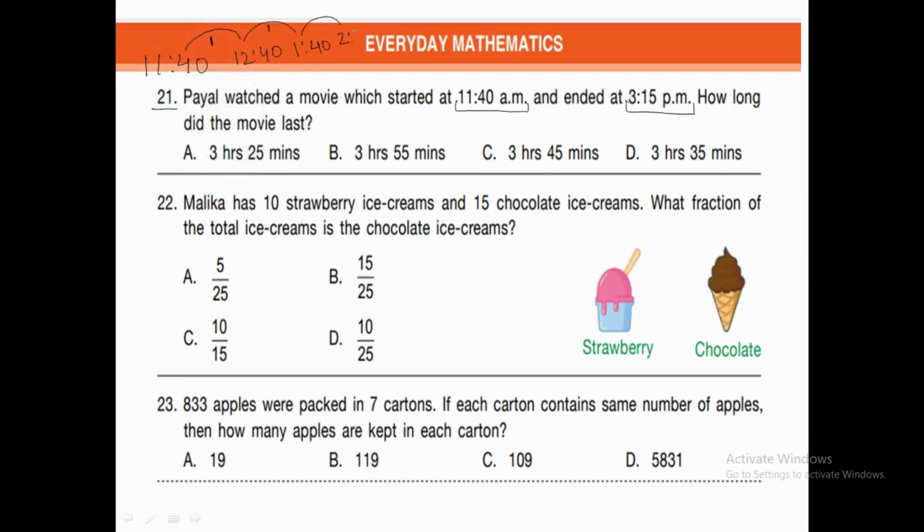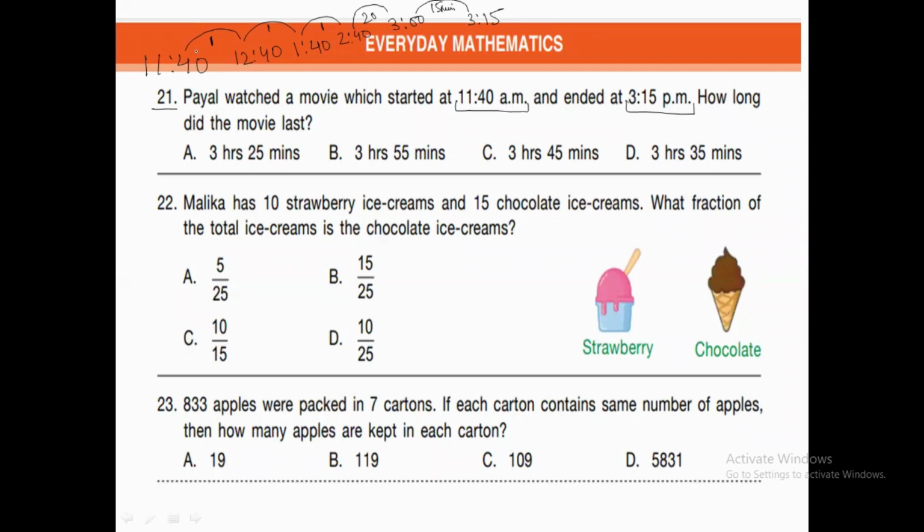It will be 2:40. Okay, now after 20 minutes it will be 3 p.m. After 20 minutes it will be 3 p.m., and the movie ended at 3:15 p.m., so we need to take a jump of 15 minutes, so it will become 3:15.